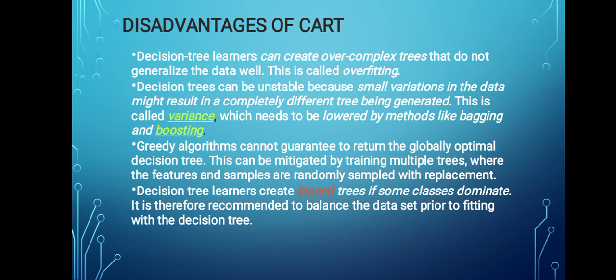This can be mitigated by training multiple trees, where the features and samples are randomly sampled with replacement. Decision tree learners create biased trees if some classes dominate. It is therefore recommended to balance the data set prior to fitting with the decision tree.